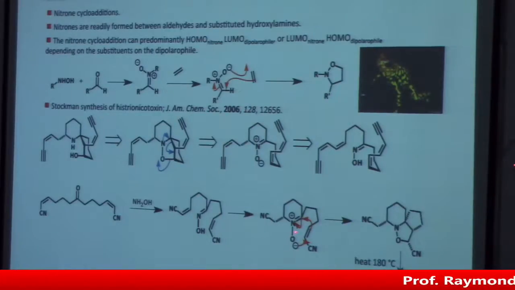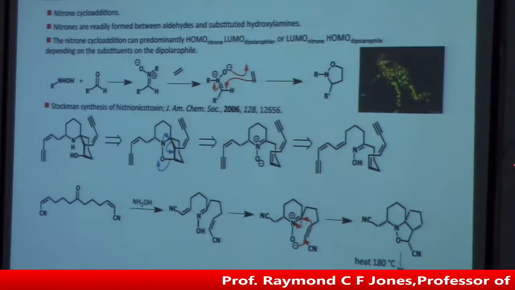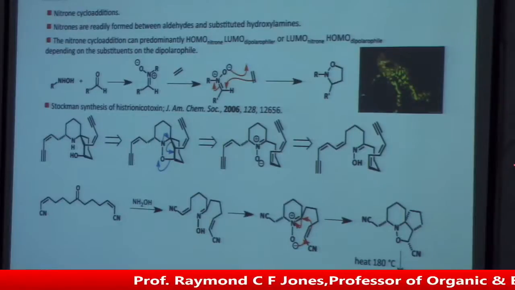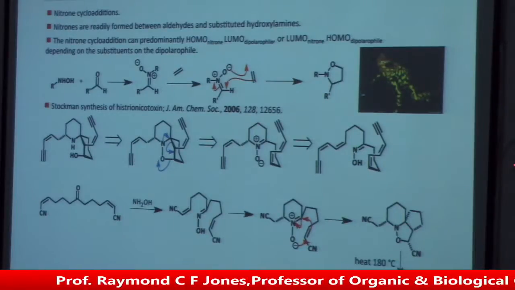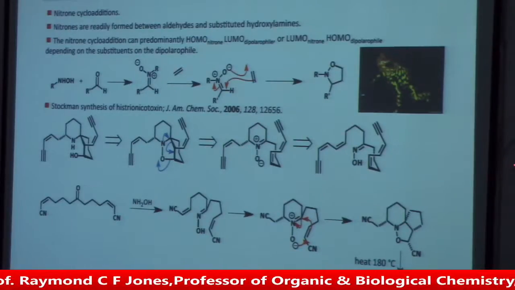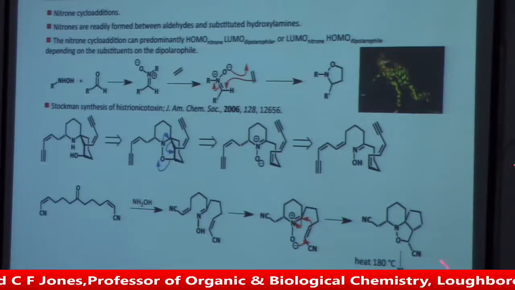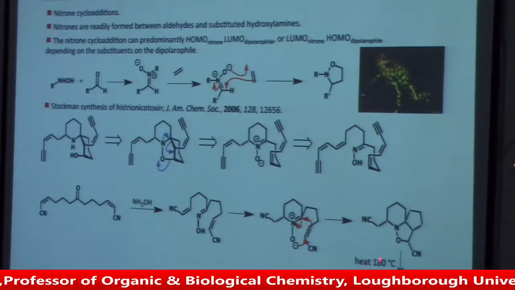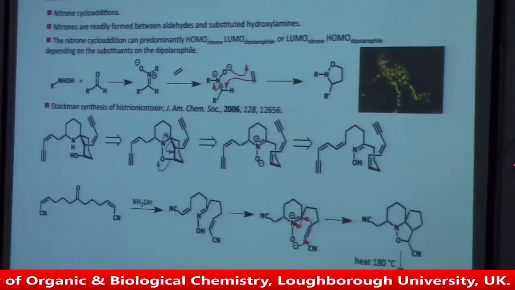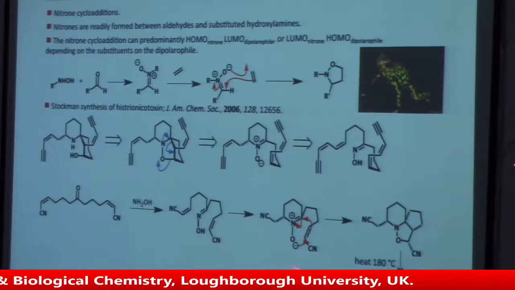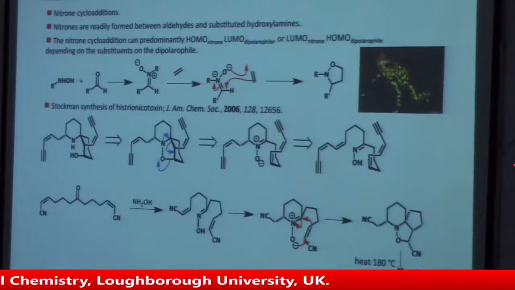Yeah, so this is an example of dipolar cycloaddition, reverse dipolar cycloaddition, and then dipolar cycloaddition with different regiochemistry because of different product stability. So if you like, these at 180 degrees, these are all in equilibrium, but it ends up here as the most stable product.